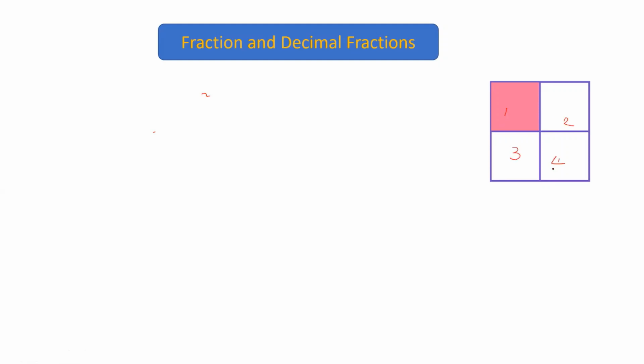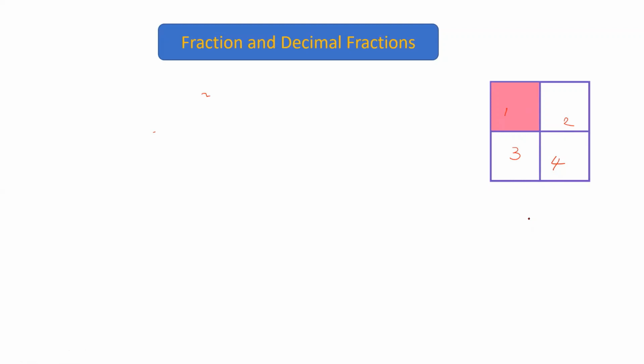Fractions and decimal fractions. What is a fraction? A fraction is dividing a whole into different equal parts. Here it is a square. We divided the square into 4 parts: 1, 2, 3, 4. Here we divided the square into 4 equal parts. I want to express this as a fraction. How to express it? See, totally we divided the square into 4 equal parts.